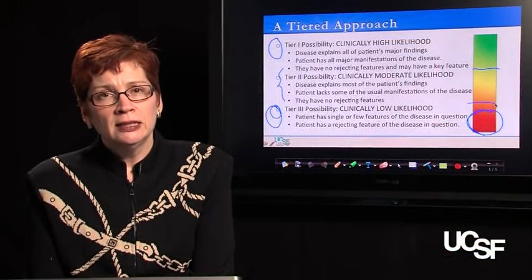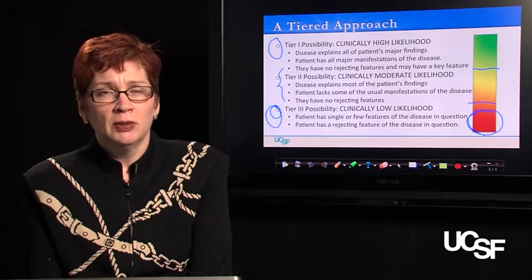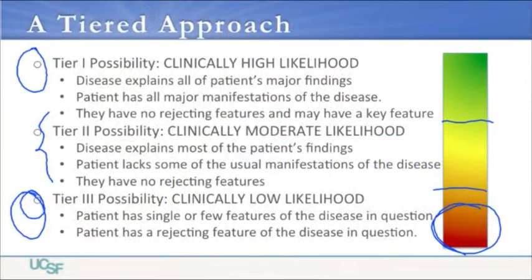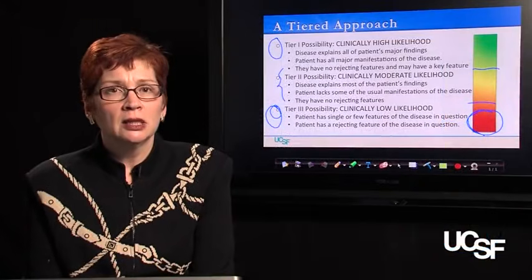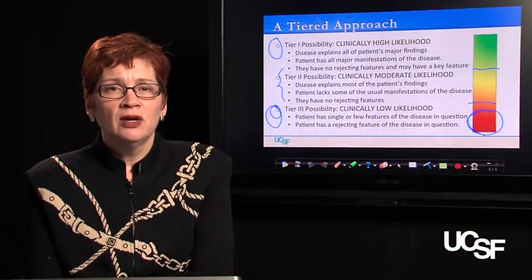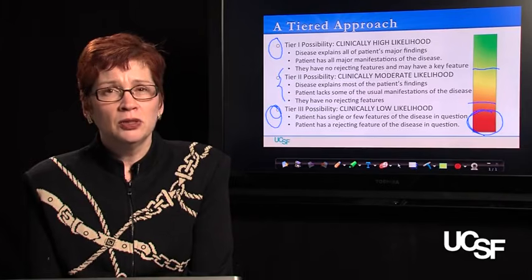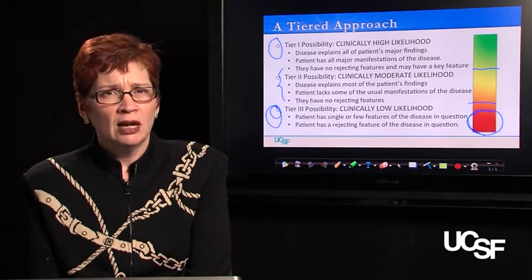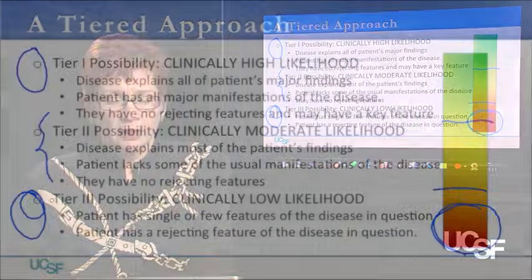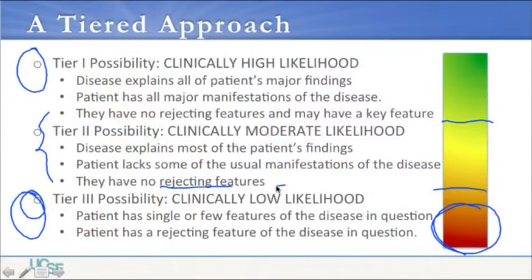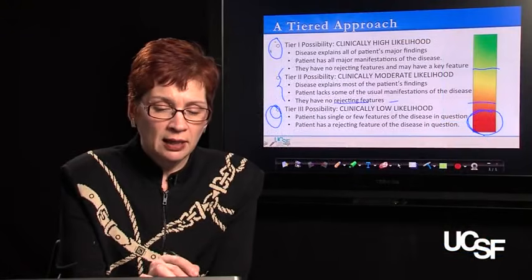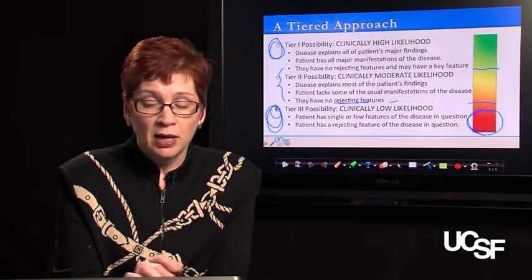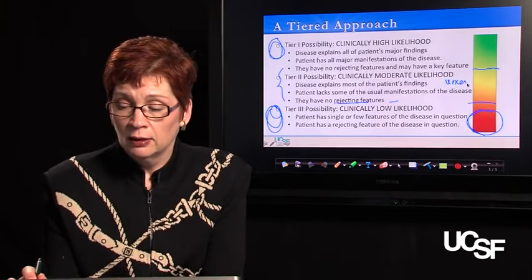So if you look at a disease and look at your patient's illness script in comparison to that disease illness script, and you say, well, this disease I'm considering explains most of the patient's findings, but there's some major ones that are not explained by the disease, then you might be dealing with a clear tier 2 disease. If, on the other hand, the patient has most of the manifestations that the disease usually shows, but lacks some of the important ones, then that also might be a tier 2 possibility. And they usually have no rejecting or key features. So high likelihood, low likelihood, clinically moderate, or some people would call this uncertain likelihood.